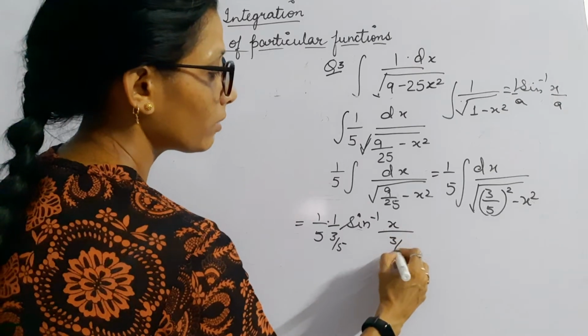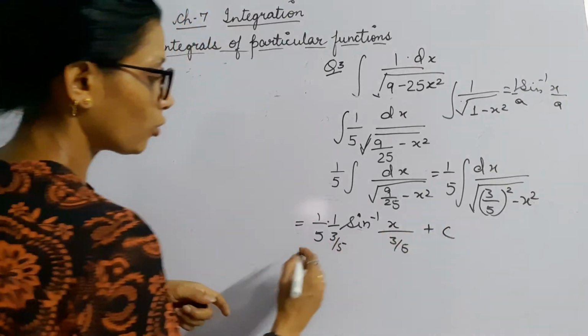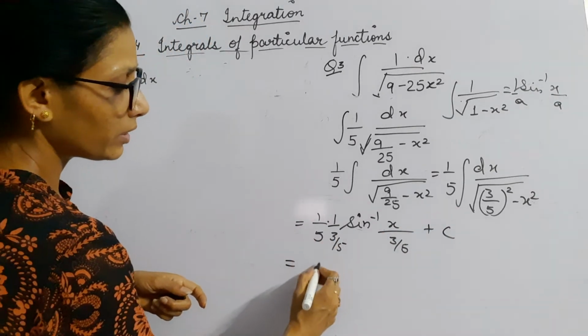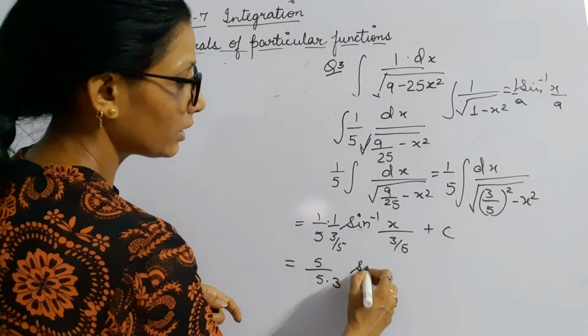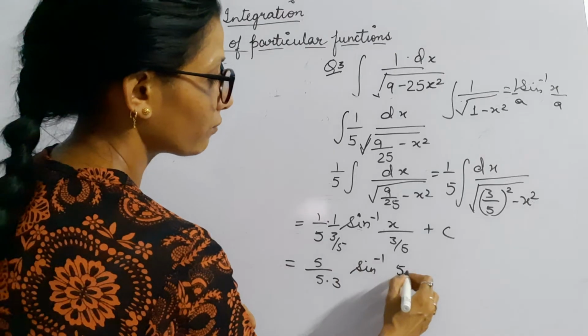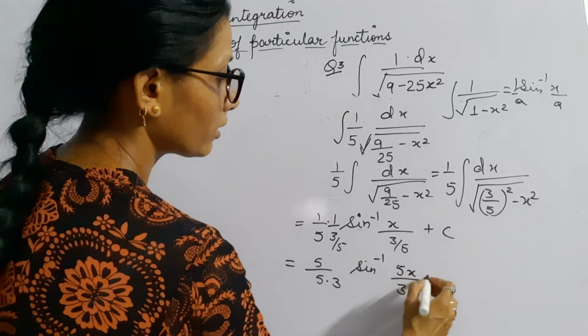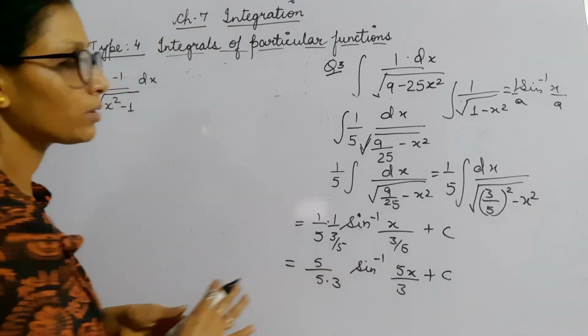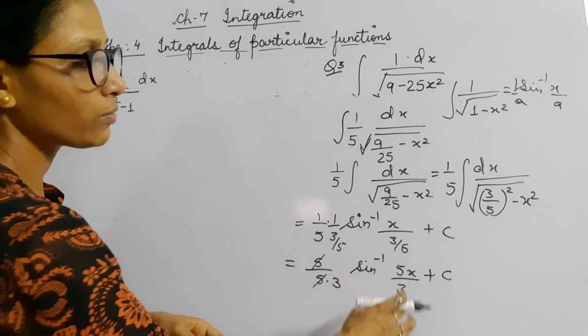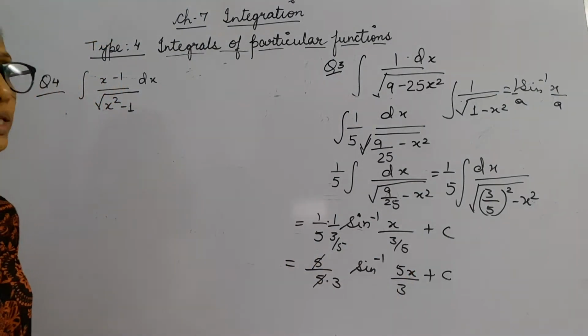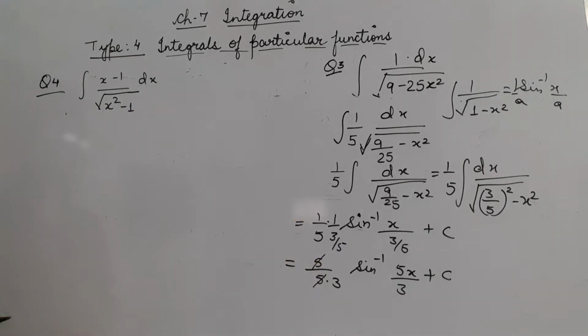A is 3 by 5 plus c. So on simplification, I will be getting it as 5 by 5 into 3 sine inverse 5x by 3 plus c. So this is my answer. 5 and 5 gone. 1 by 3 sine inverse 5x by 3 plus c is your answer. Let's see this question, children.